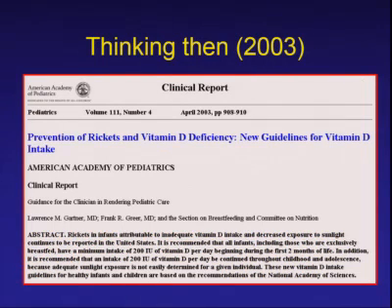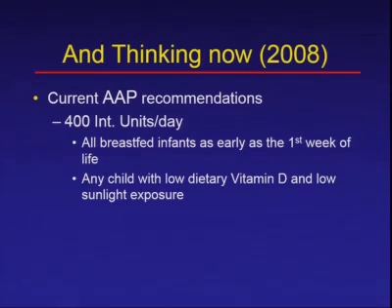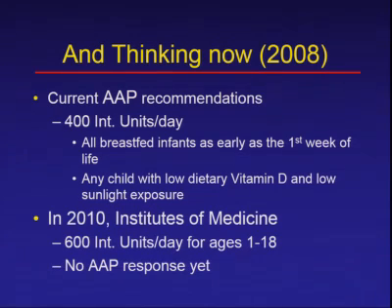So over time, there's been an increasing focus on the need for vitamin D supplementation. Initially, the thought was 200 international units a day would be sufficient, but the general recommendation now is 400 units a day for an infant who is breastfed, and this should start in the first week of life, really right away. In the adult literature, there are actually recommendations for higher levels, but the pediatric recommendations remain the same.